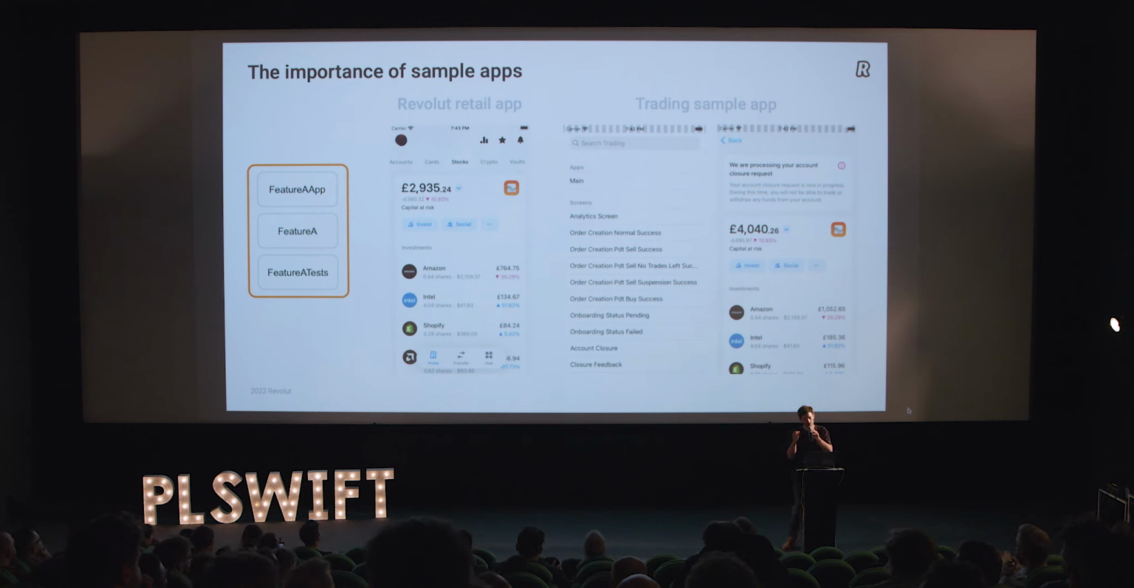Sample apps are very simple, small applications, basically a table view, that are used to run the code in your module. So what you will usually find is you have your feature module, you have your test, and then you have the sample app. And I'll give you an example here.